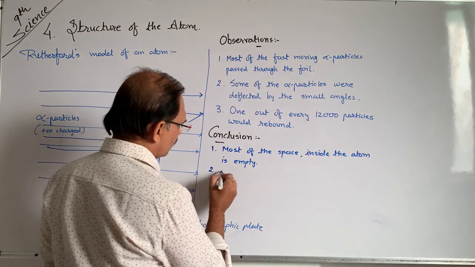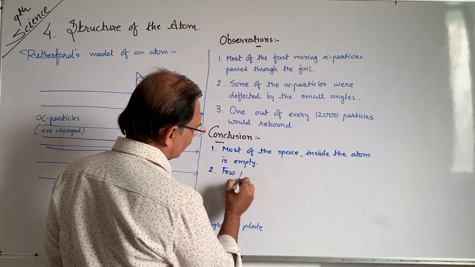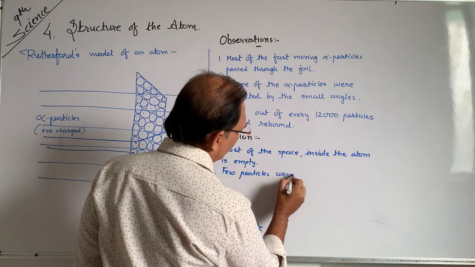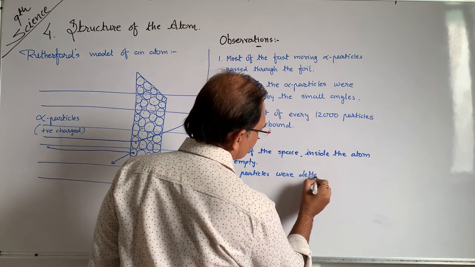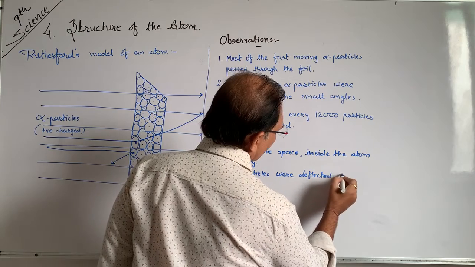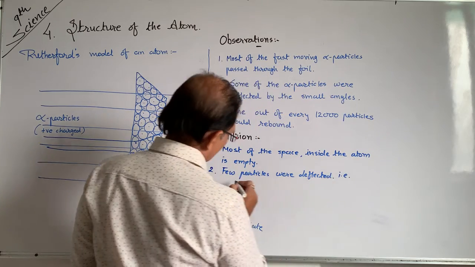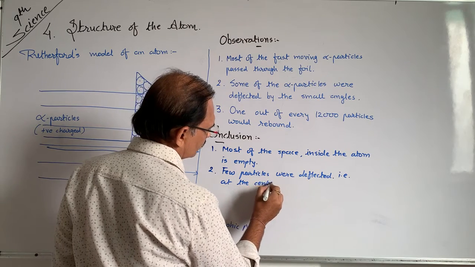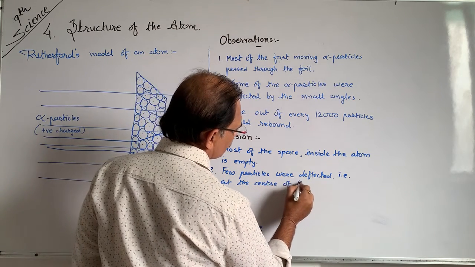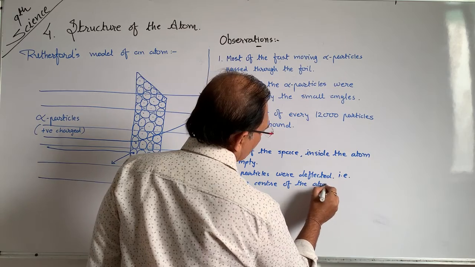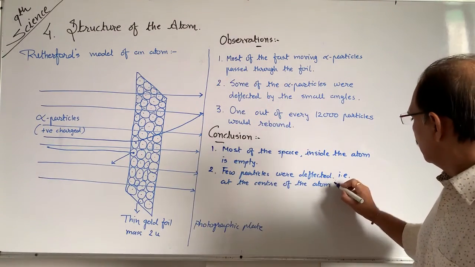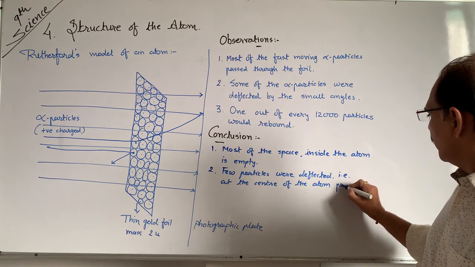So very few particles were deflected. That is, at the center of the atom, a positively charged particle is there.